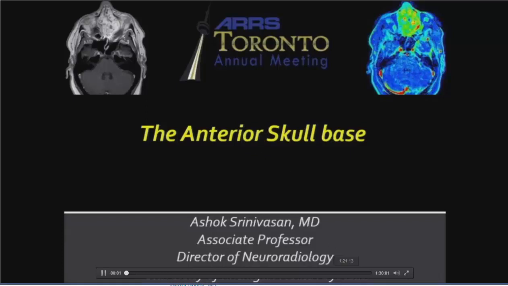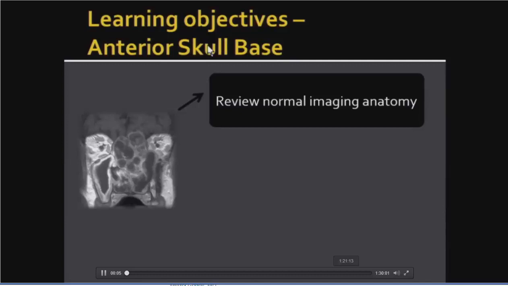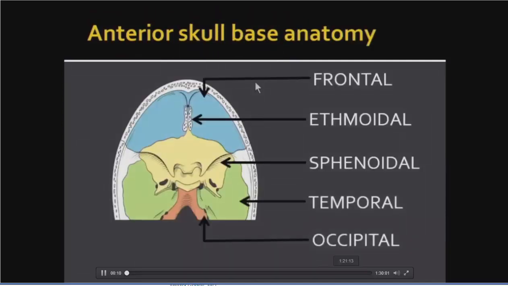So over the course of the next 25 to 30 minutes, what I'm going to try and focus on is some normal imaging anatomy of the anterior skull base, and then review a little bit of the common pathologies.